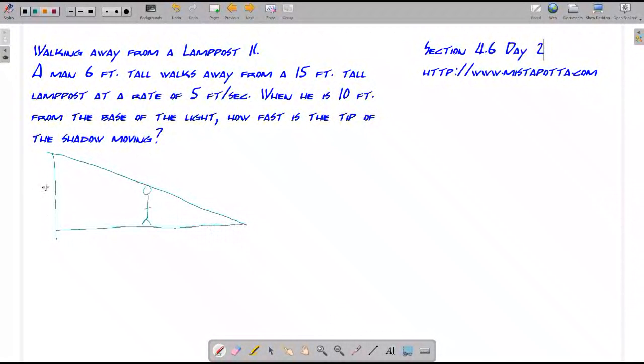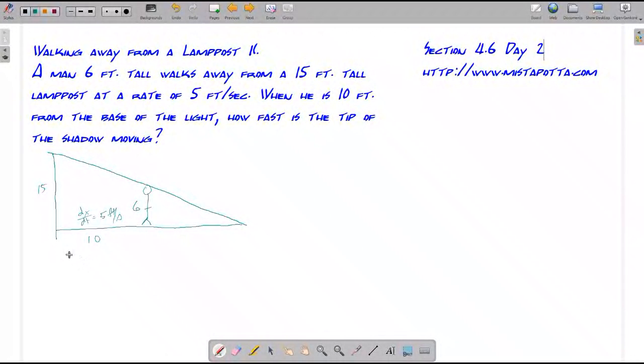And this is 15 feet. This is 6 feet. This distance right now is 10, but it's changing at 5 feet per second. But the question is, how fast is the tip of the shadow moving?